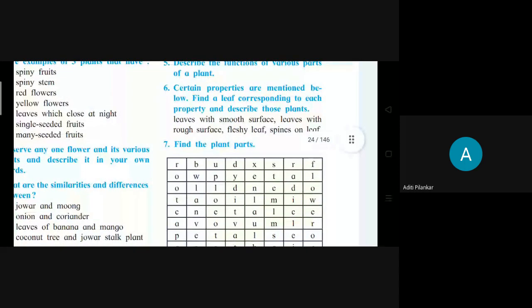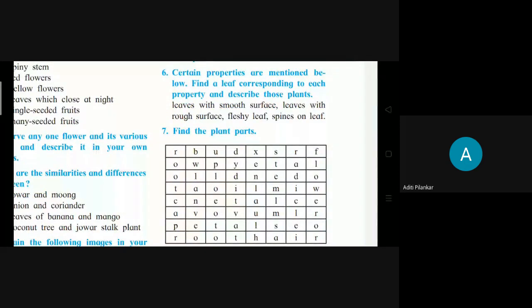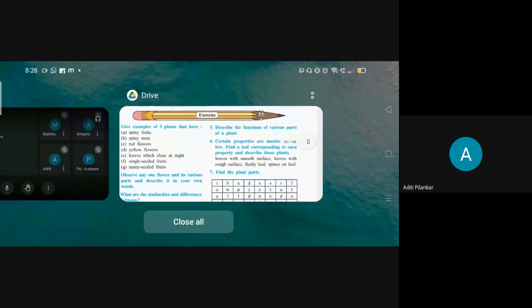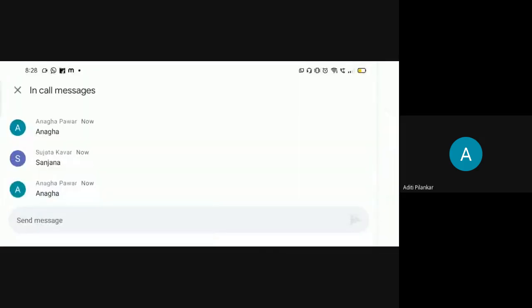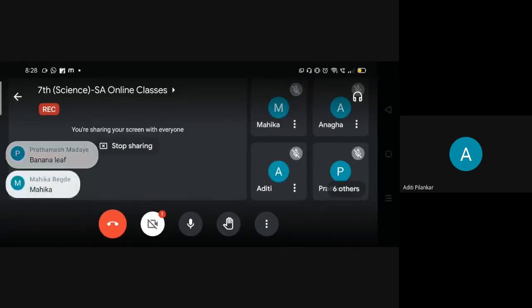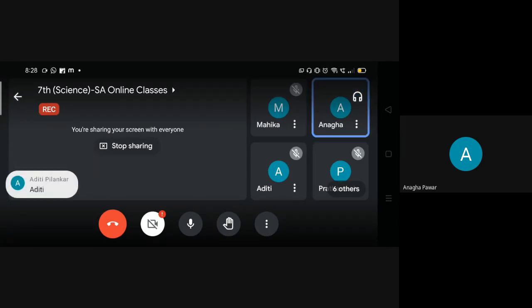Okay, certain properties are mentioned below. Find a leaf corresponding to each property and describe those plants. Leaves with smooth surface. Which plant has leaves with smooth surface? Okay, Anagha. Leaves with smooth surface: banana leaf.